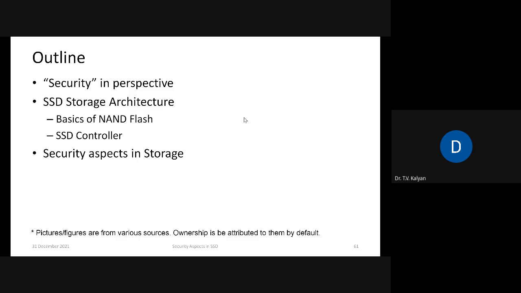In the remaining 15 to 20 minutes of this lecture, we will touch upon some of the security aspects in the SSD based storage devices. I'm going to state some of the threat models. Following that, we are going to look at two specific security issues, which are secure deletion and a ransomware attack.